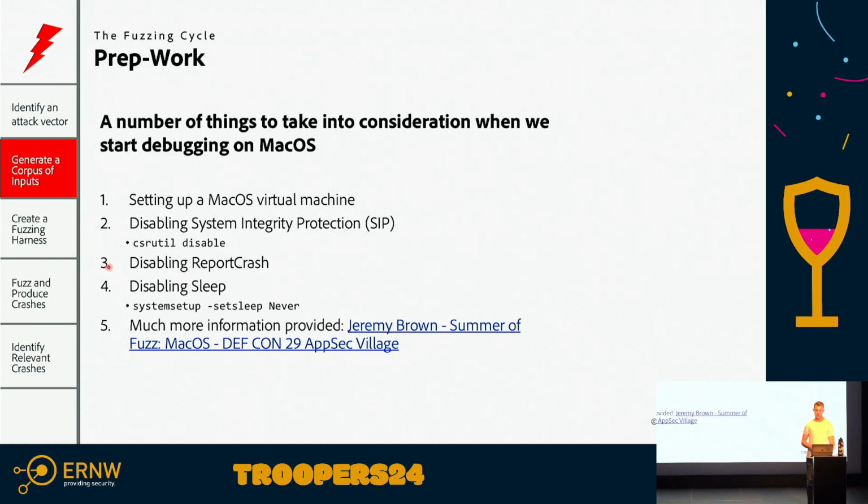I also recommend disabling ReportCrash so that you can have your fuzzer detect and log crashes instead of the native ReportCrash handler. Disabling sleep: you don't want your device going to bed while you're in the middle of a fuzzing session. And there's some really good information provided in this DEF CON talk, which I've linked here. And I'll show the slides after.